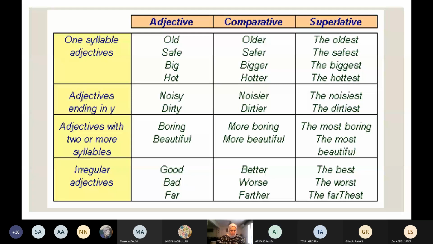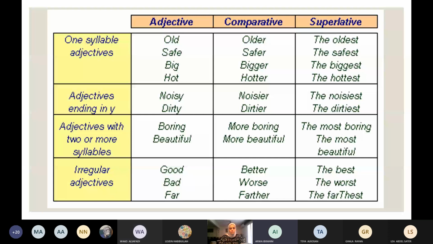Number 3, what? Who answered 3? I answered 1. Beautiful, more beautiful, most beautiful. Wait, miss, they're sending the page. Just a second. Okay, good.